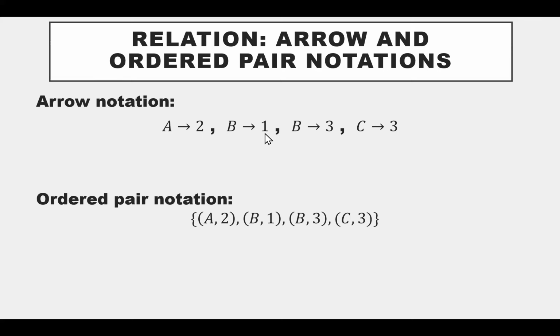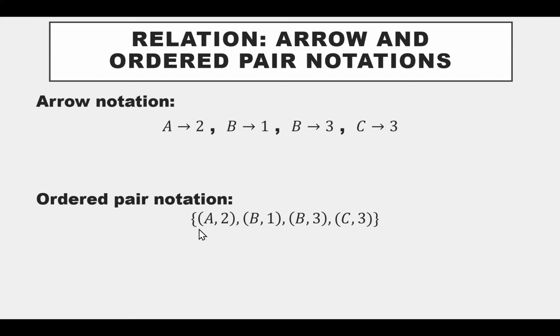B was sent to the number 1. So we have B, arrow pointing right, sent to the number 1. Here, B is sent to the number 3, B, arrow pointing right, number 3. And then C is sent to the number 3 as well. So C, arrow pointing right, number 3, all separated by commas just so we know that they're not the same things. Sometimes arrow notation will have a big set bracket around it as well, just like the next notation, which is the ordered pair notation.